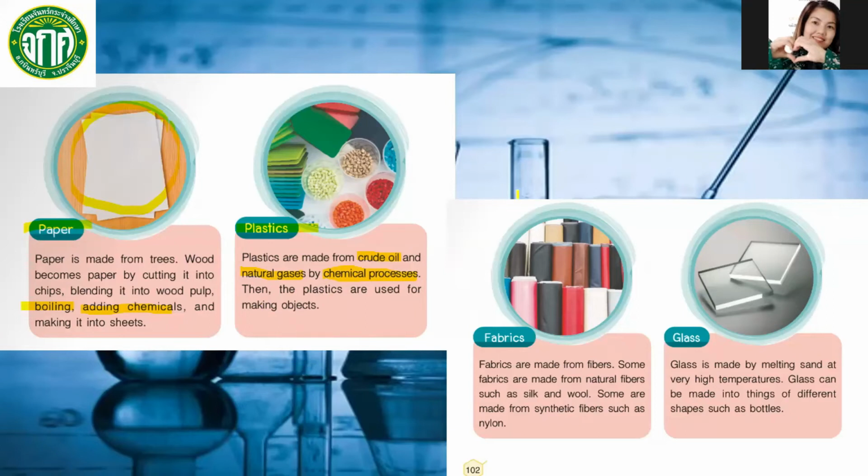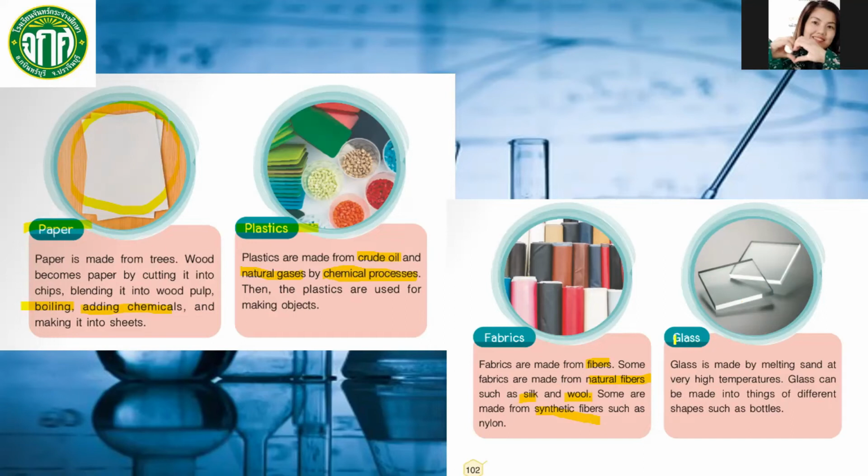All right. Next, fabrics. So fabrics are made from fibers. Some fabrics are made from natural fibers such as silk and wool. Some are made from synthetic fibers such as nylon. So we use fabrics in making clothes, right? Making clothes, curtains, and many more.